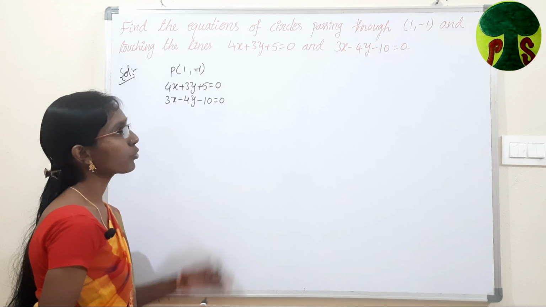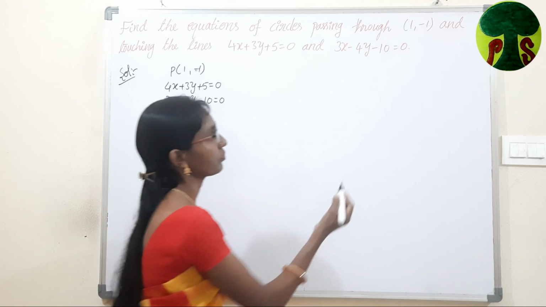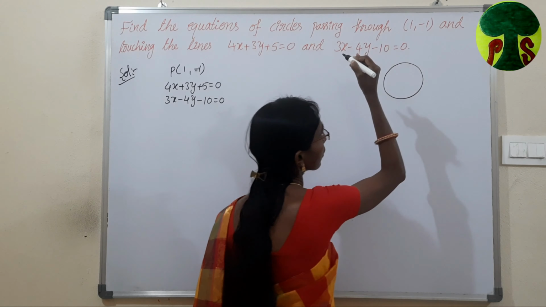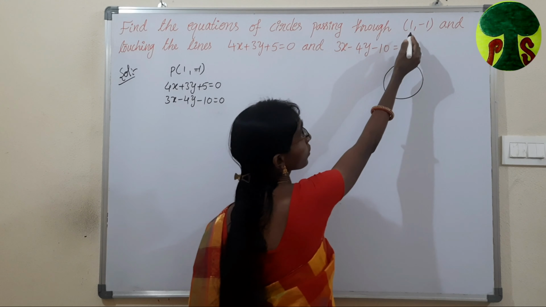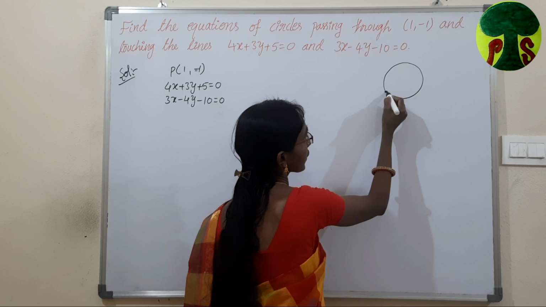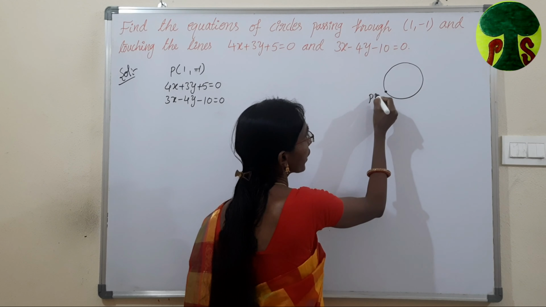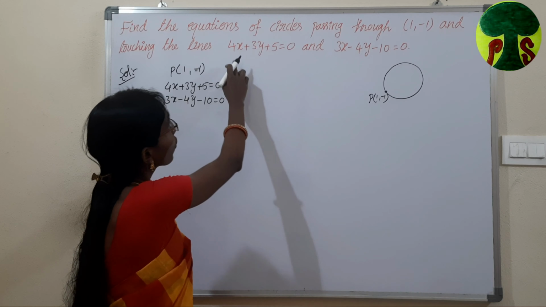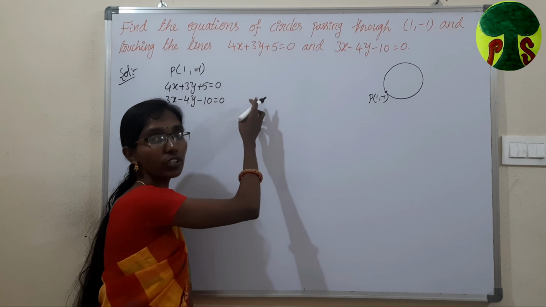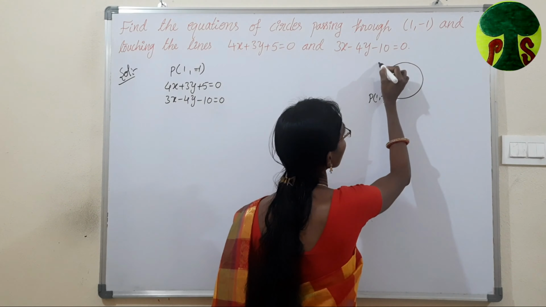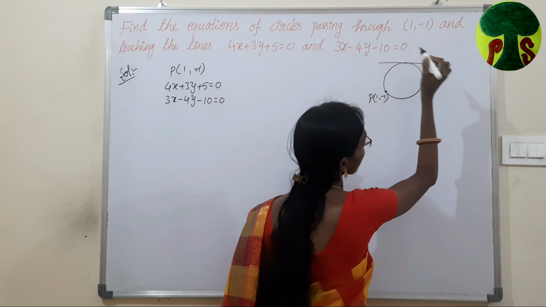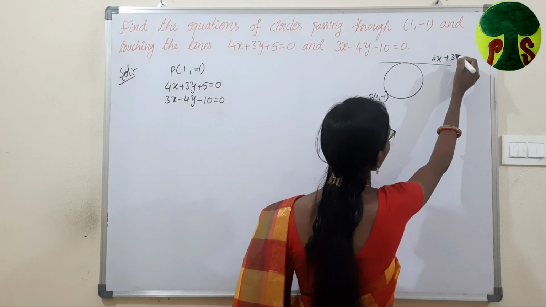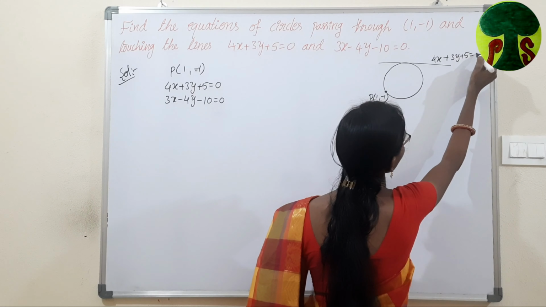Let us draw the diagram to understand the given question clearly. First, I will draw the circle. The circle passes through the point (1, -1). Let us take a point on the circle, that is P(1, -1). And the line 4x + 3y + 5 = 0 touches the circle. So, I will draw a line which touches the circle. The equation of this line is 4x + 3y + 5 = 0.